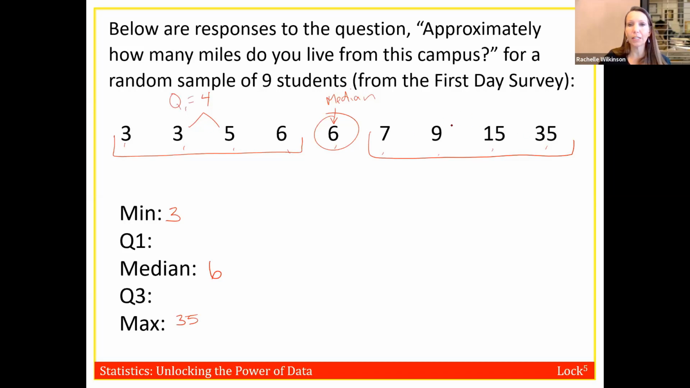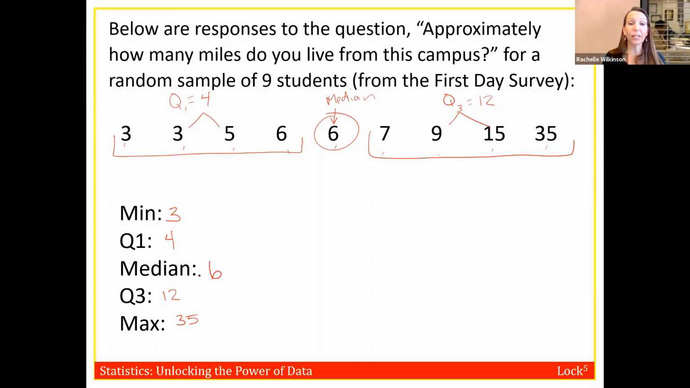On the upper half of things here, I'm going to have to take the average of 9 and 15, which, yeah, I know I should be able to do this in my head, but just in case, I'm going to do it on my calculator so I don't screw it up. Okay, and I'm going to get 12. So Q3 is 12. Okay, so Q1 is 4 and Q3 is 12. And this is my 5-number summary.